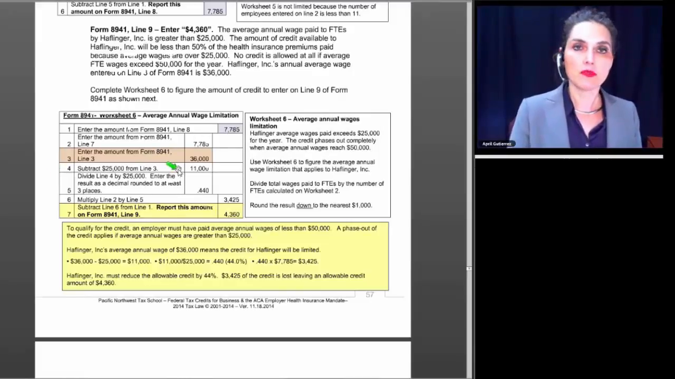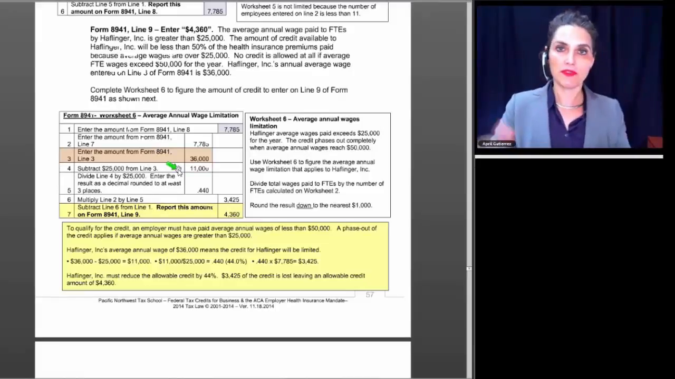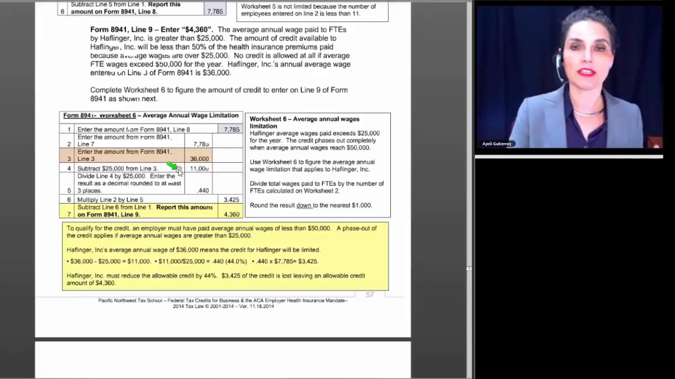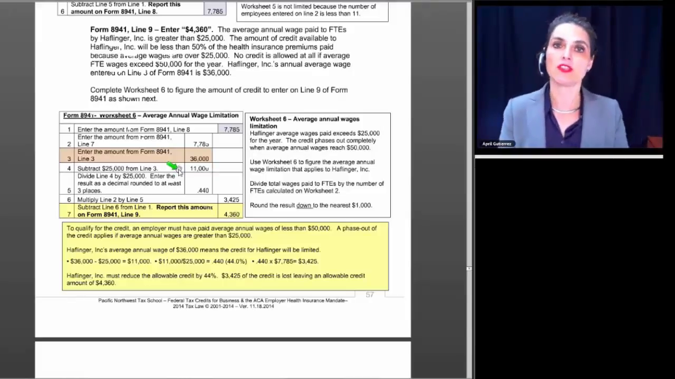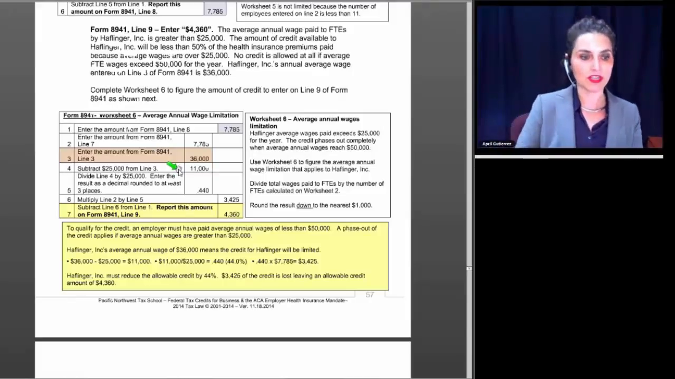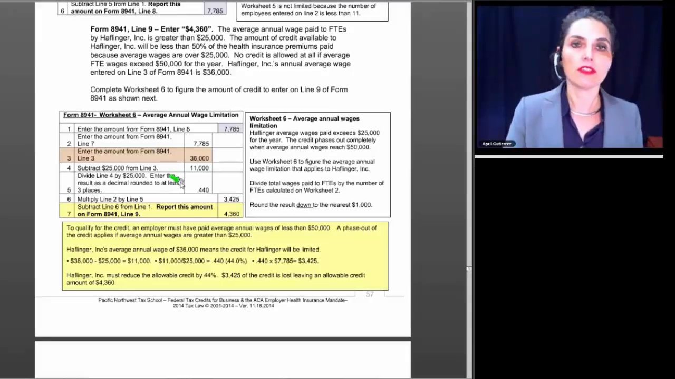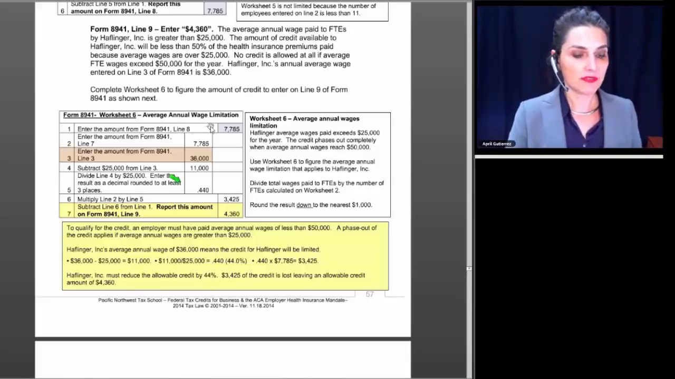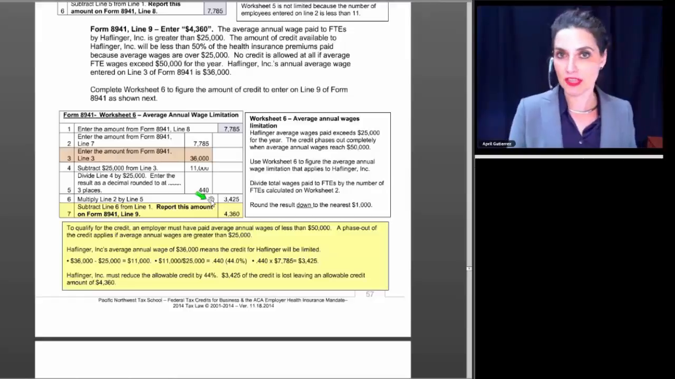So the phase-out range for wages is $25,000 to $50,000. That's a $25,000 phase-out range. Haflinger is $11,000 into that $25,000 phase-out range. That means that they are losing 44% of the credit. They're 44% into the phase-out range. So 44% of $77.85 is $34.25. That's the amount of credit they don't get.